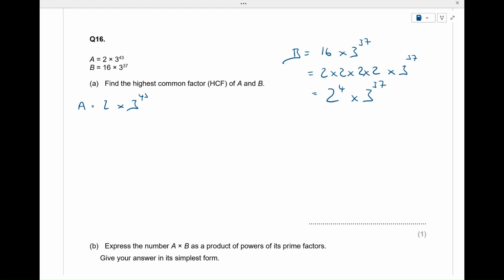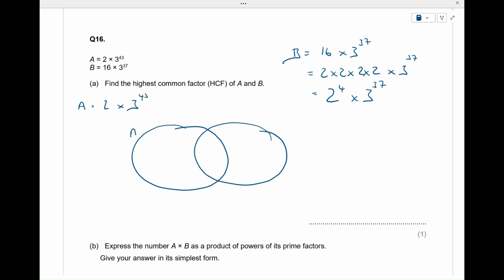Find the highest common factor. I'm going to do it with a Venn diagram. On the left, I'm going to do A, and on the right, I'm going to do B. They've both got a 2 in them. Okay, and B would need 2 cubed here. And they've both got 3 to the power of 37. And then, what would we need here? 3 to the power of, how many more? 6. There you go.